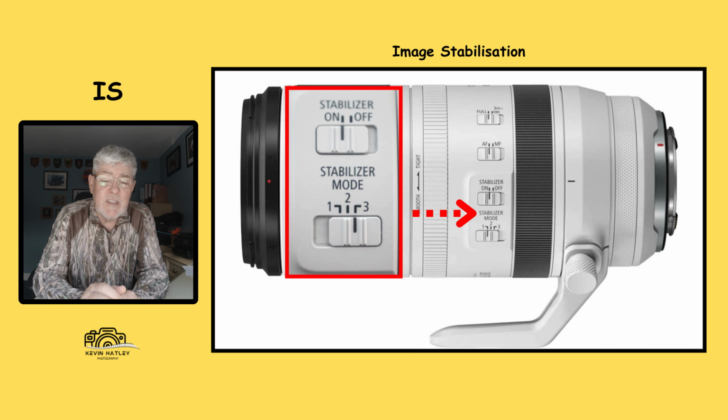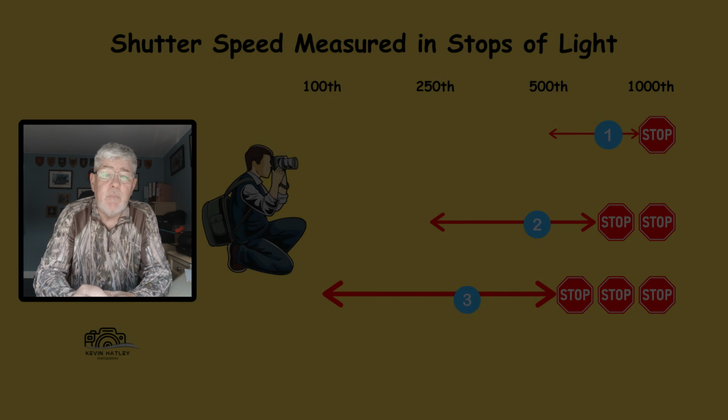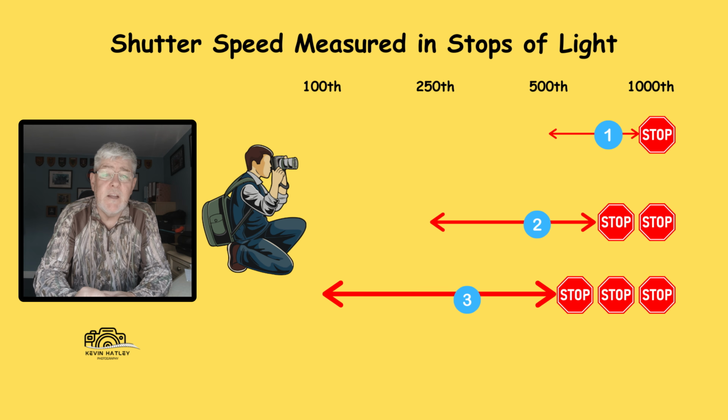But in order to understand IS, you need to understand what a stop is in relation to light and speed. A stop of light is a doubling or a halving of the amount of light let in whilst taking a photograph or an image, and it can be applied to aperture, ISO and shutter speed.